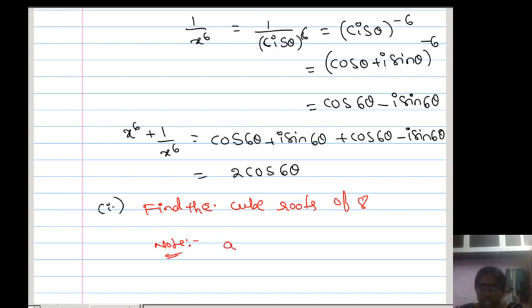The answer is a power 1 by 3, a power 1 by 3 omega and a power 1 by 3 omega square, where 1, omega, omega square are cube roots of unity. If you apply that concept, what is a here? a is 8. a power 1 by 3 means what here? 2. So the roots are 2, 2 omega, 2 omega power 2. So this is by using the note point.